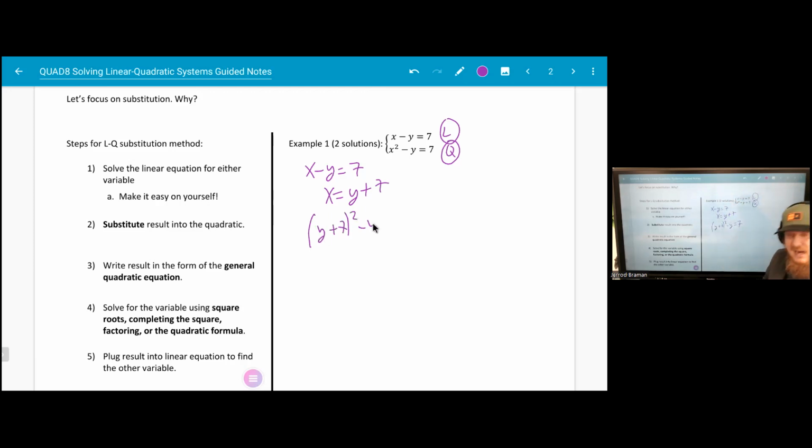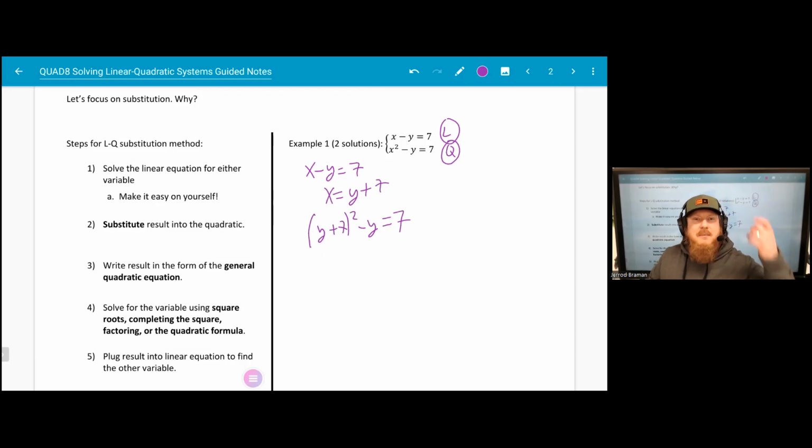This is where you have to be careful, because a lot of you right now are thinking, oh, that's just y squared minus 49. And it's not. Remember, when something's squared, it's itself times itself. In other words, it's (y plus 7) times (y plus 7).